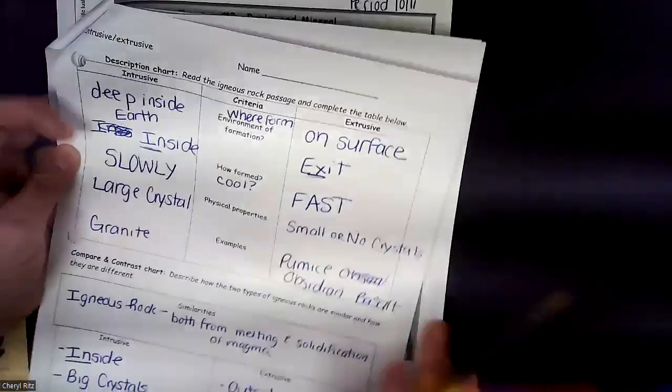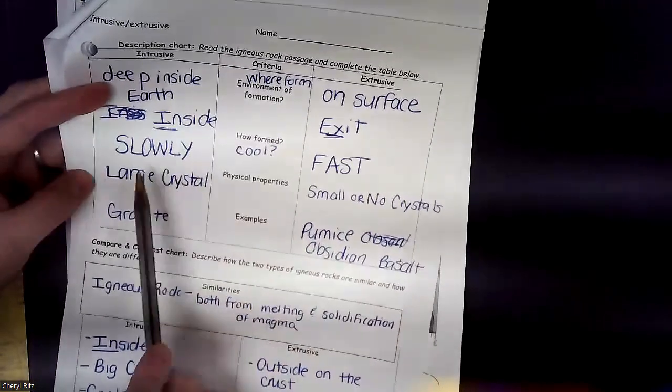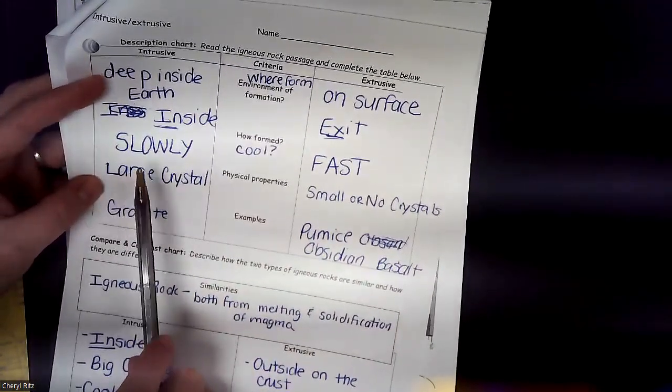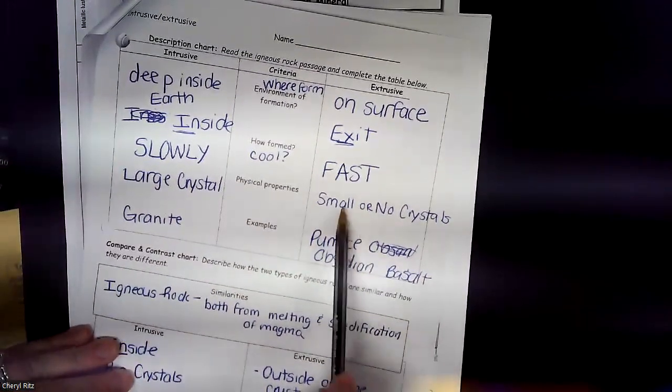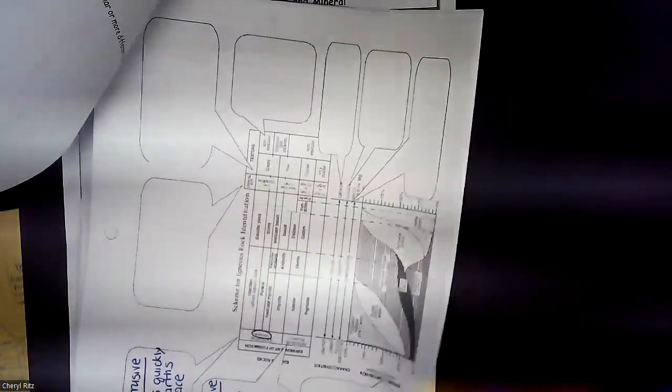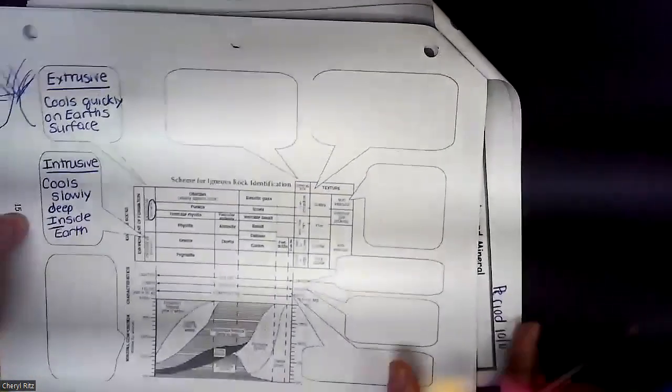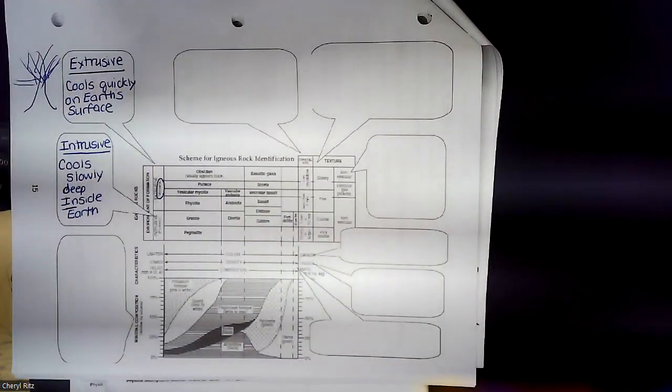Now on Monday, I implied you needed to know that intrusive igneous rocks always have large crystals. Extrusive either have small or no, which is true, but you really don't even need to memorize this because the reference table shows you. So you may still have your Post-it notes left over from the other day. If you do have them, that might come in handy.